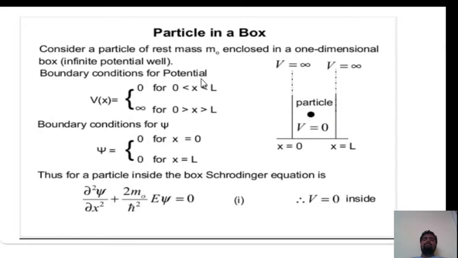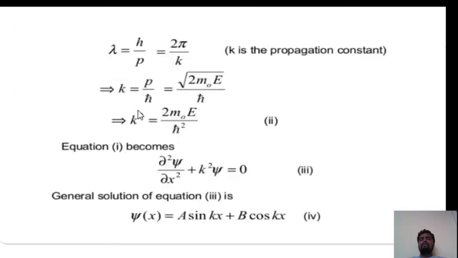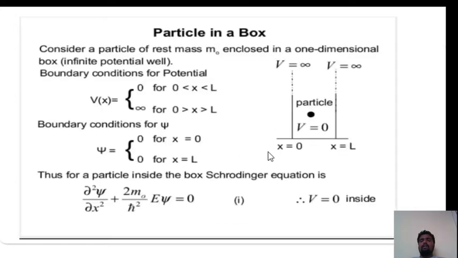The boundary conditions for the potential of a particle are given as follows. V of x is equal to 0 when the particle is trapped in this box, that is, when the position of the particle is between 0 and L. So here V is equal to 0 within this box. The potential energy V is equal to infinity outside the box, that is, x less than 0 and x greater than L. So this is the boundary condition on potential energies.